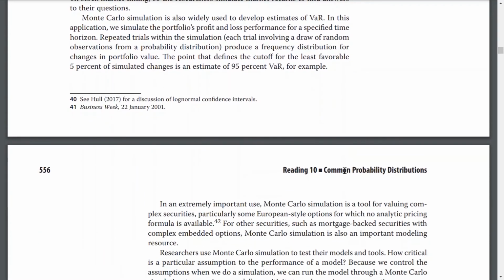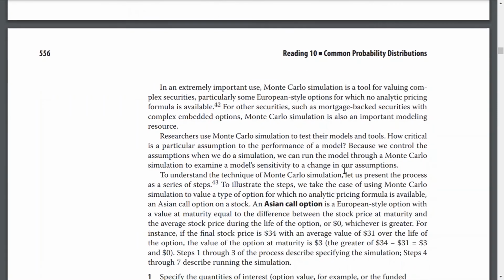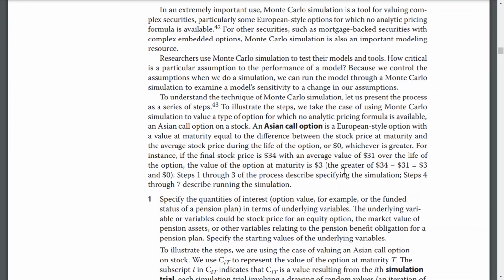In an extremely important use, Monte Carlo simulation is a tool for valuing complex securities, particularly some European-style options for which no analytic pricing formula is available, and other securities such as mortgage-backed securities with complex embedded options. Monte Carlo simulation is also an important modeling resource. Researchers use Monte Carlo simulation to test their models and tools. How critical is a particular assumption to the performance of a model? Because we control the assumptions when we do a simulation, we can run the model through a Monte Carlo simulation to examine the model's sensitivity to a change in our assumptions.